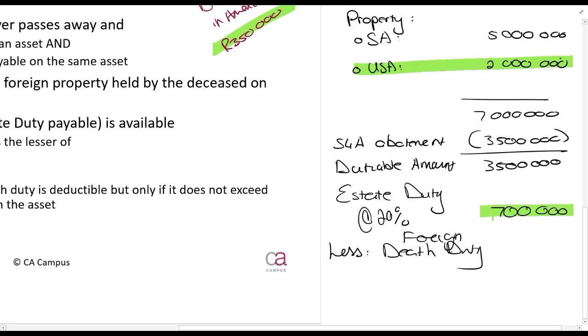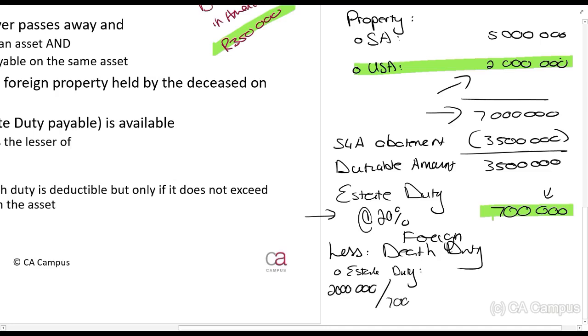So what you need to work out is how much estate duty is payable on it. So you look at this estate duty you've paid, that's 700,000. So you say 2 million out of the total 7 million net value times your 700,000, right? How much is that? Right, so that means it is 200,000 rands.